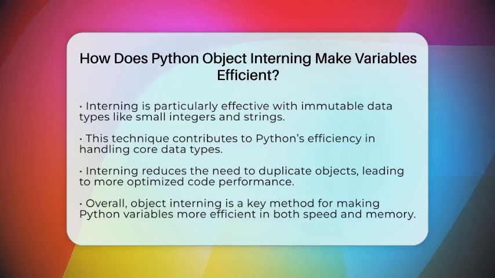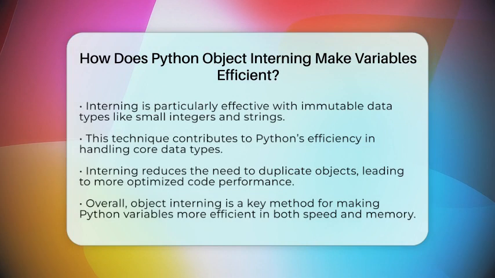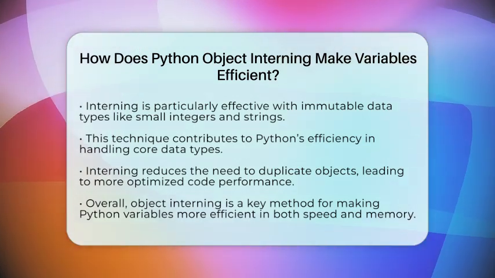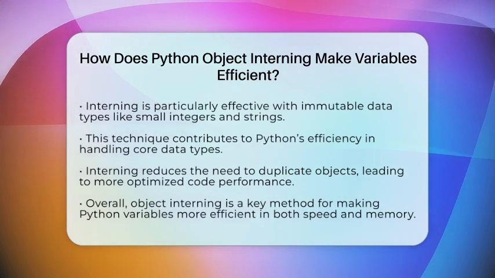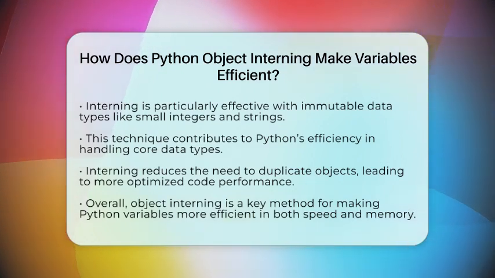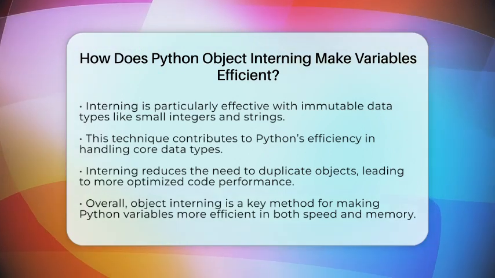In summary, object interning in Python is a smart way to make variables more efficient. It reduces memory use by sharing immutable objects like small integers and strings. It also speeds up comparisons because Python can check if two variables are the same object instead of comparing every detail. This technique is a key part of how Python handles core data types quickly and efficiently.